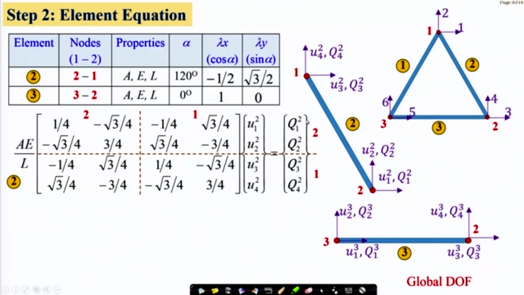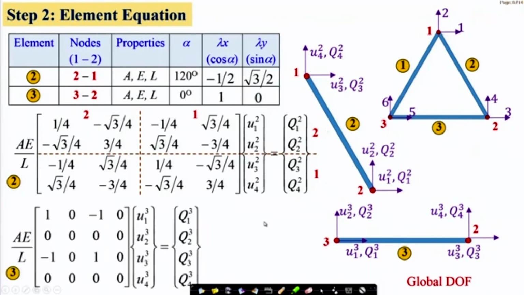When I say 2 1 2 1, these are the global nodes. Similarly, this is for element number 3, and for element number 3, the global nodes to which this element is connected are 3 and 2, and this is how the interaction between these two nodes is given in the stiffness matrices. So this is the element equation.